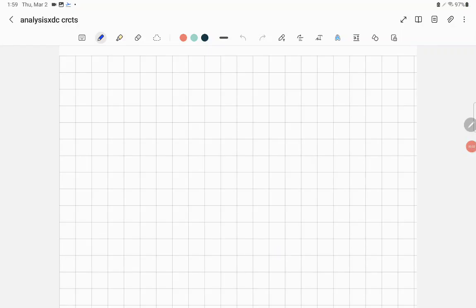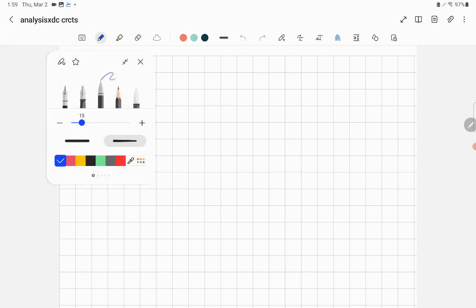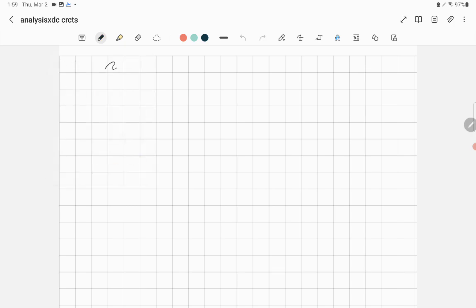Okay, we are going to continue to analyze circuits, DC circuits that include series and parallel resistors. We'll go ahead and just do some numerical examples. That's example one.